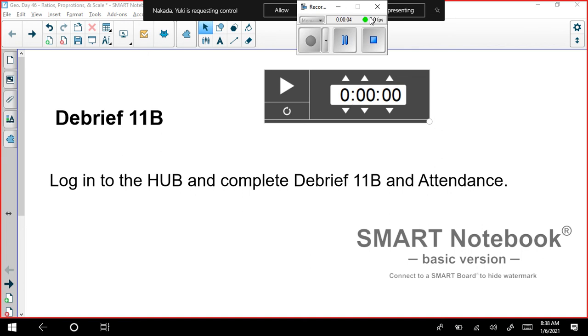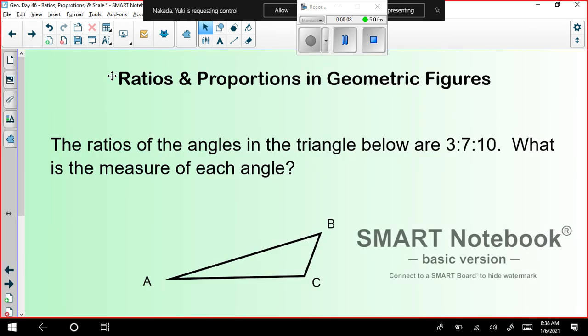Let's move on to the next slide. We are starting the new unit, which is on ratios and proportions, and we'll be seeing similar triangles and similar figures in the coming unit. We have completed unit 5, and the unit 5 test is today after we complete a little bit of ratios and proportions in today's class. Let's get started.